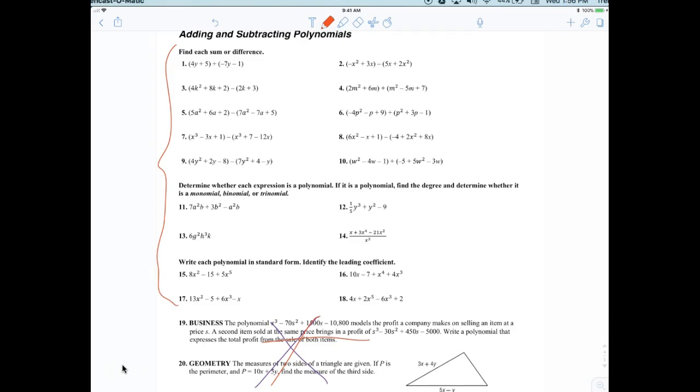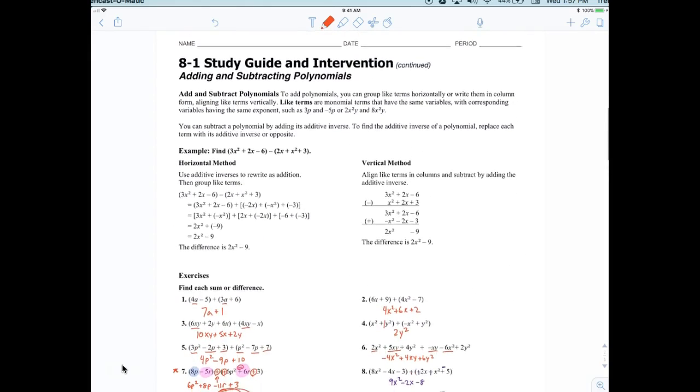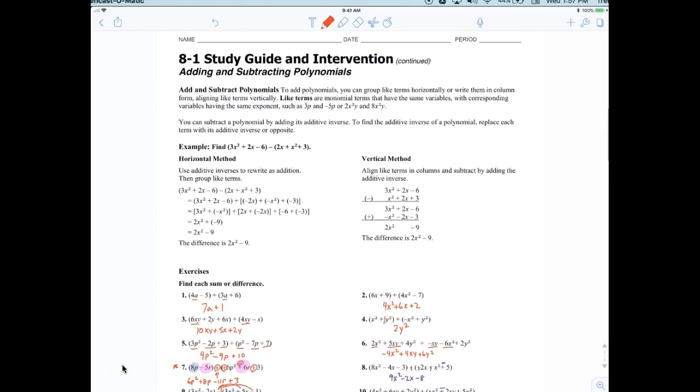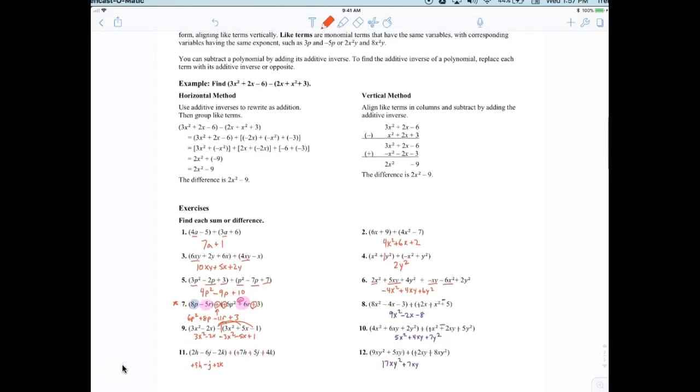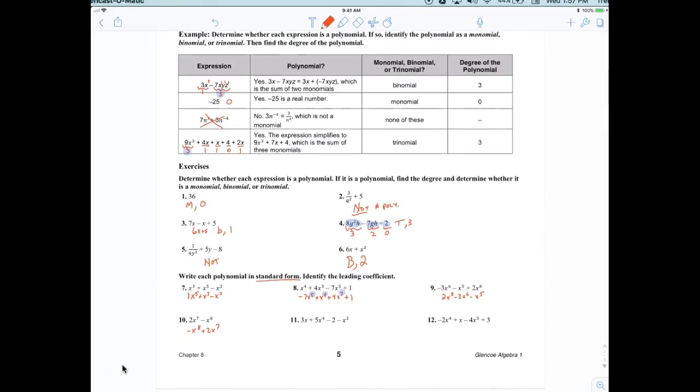Now, let's just say you're having some issues. See where it says study guide. It kind of explains things if you need it. I don't think you need it, but just in case. All the answers are there. And up here where they talk about monomial, binomial, what the degree is, what is a polynomial, and why something is not a polynomial, if you want the explanation on that, that's there also. I don't really think you'll need it.